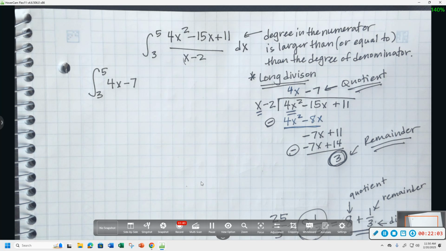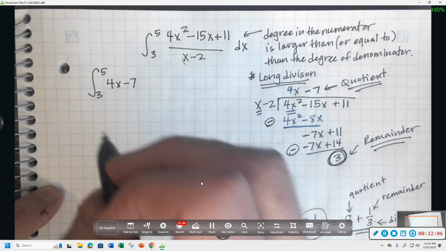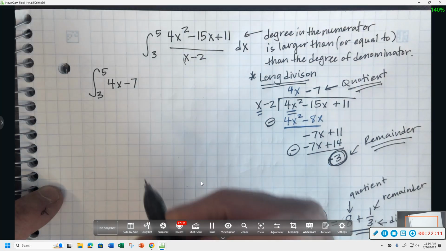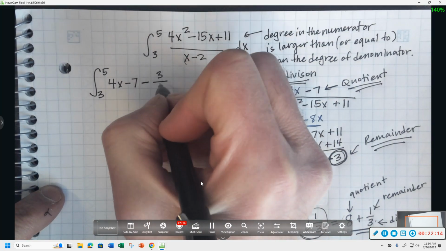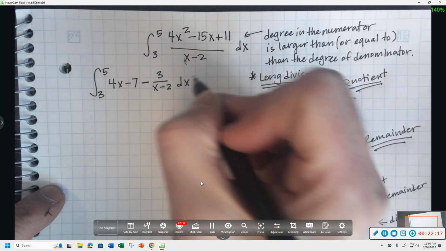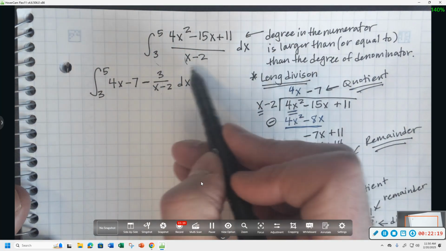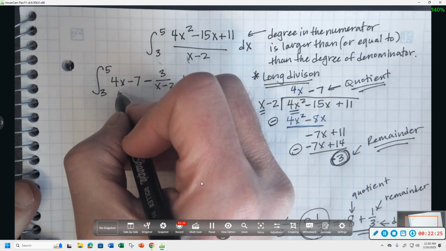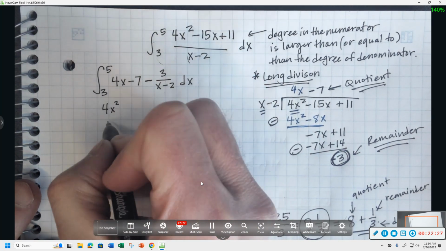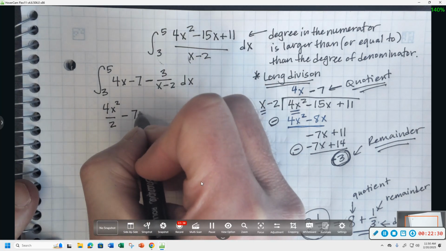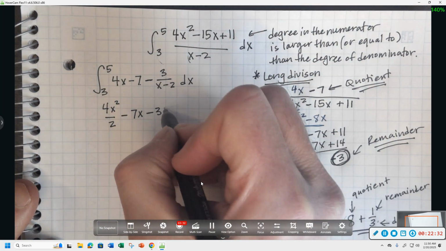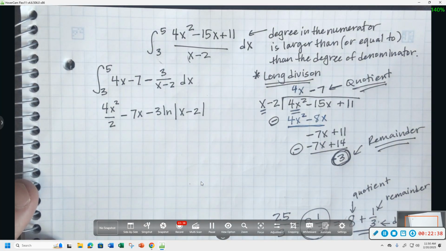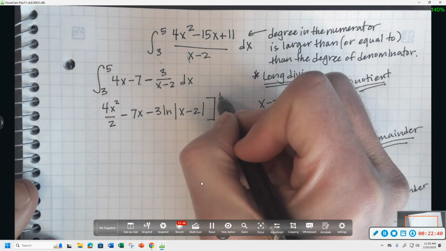Can we integrate those things? Yep. And then we're going to have plus, we ended up with negative 3, right? Negative 3 is the remainder? Okay. Minus 3 over x minus 2. Something that I can integrate. 4x is 4x squared over 2, minus 7x, minus 3 times the natural log of the absolute value of x minus 2. I'm going to do this from 3 to 5.